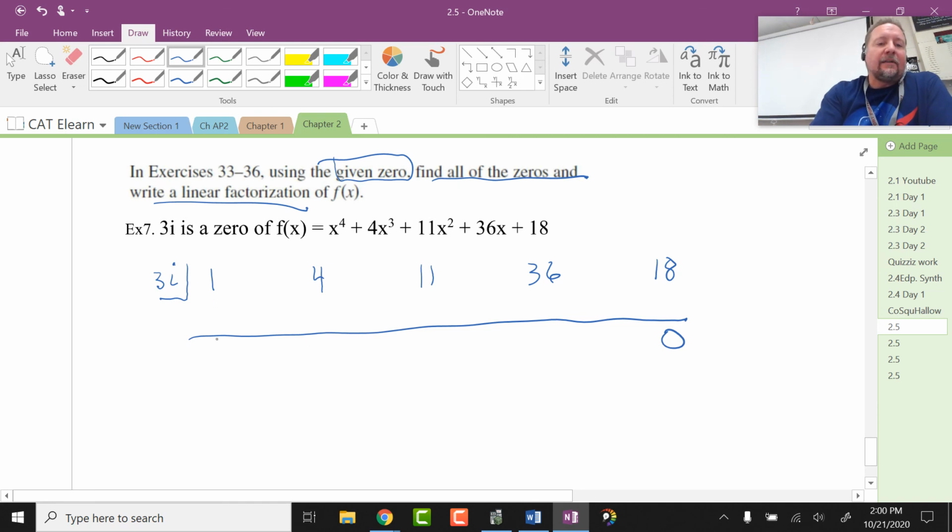Spattermack, the last class, it's almost about the exact same spot. The bell rang and I was like just starting this. So bring down the 1, and then 1 times 3i is 3i. There they go. I'll see you on the timestamp.